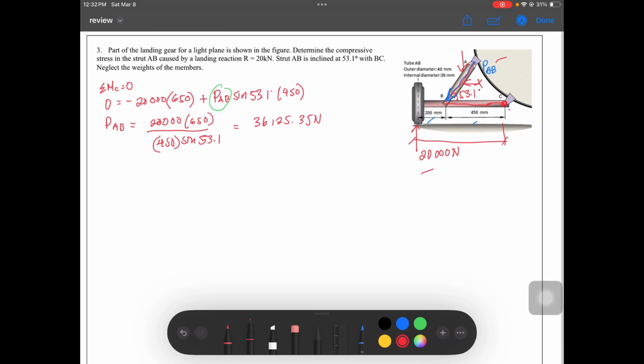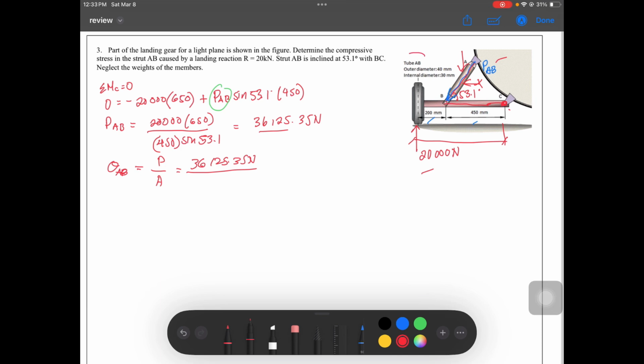So, nakuha na natin yung compressive force niya. So, madedetermine na natin ang compressive stress. Yun ang pinapakuha ng problem. Compressive stress, AB. So, that is force over area, wherein our force is 125.35 Newton.